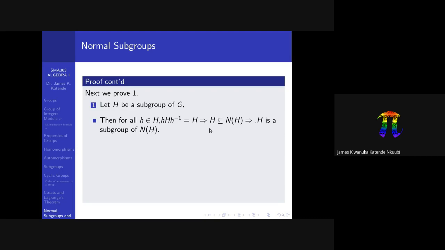We know H is a subgroup already. Now we have confirmed that H will be a subset of the normalizer of H. And this means that H is a subgroup of the normalizer of H. Is that making sense? Solomon, you're not saying anything. Yes. I'm flowing with you, sir. Okay.